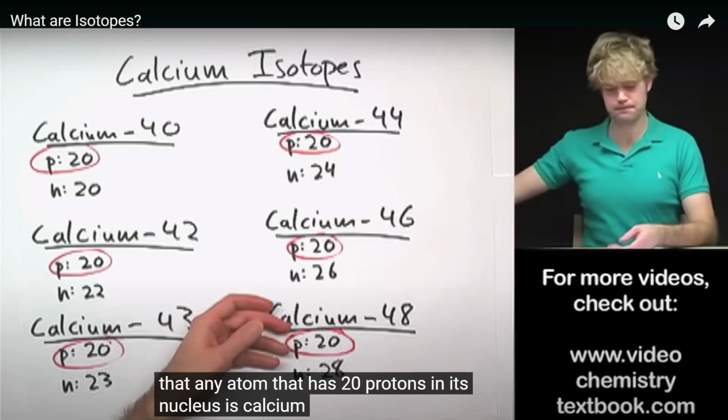Do you notice that? Every single calcium atom has 20 protons. 20 plus 20 is 40. 20 plus 22 is 42. 20 plus 23 is 43. So that's how we get the mass number, is we add the protons and the neutrons. Okay, so let's fill that in.